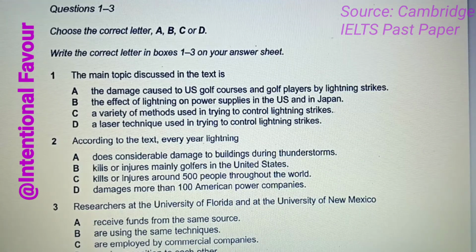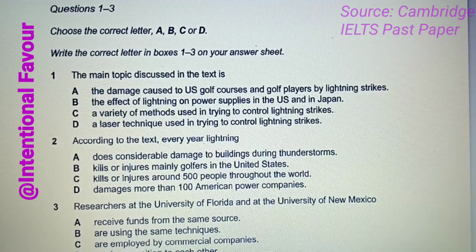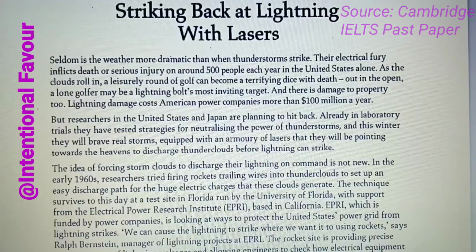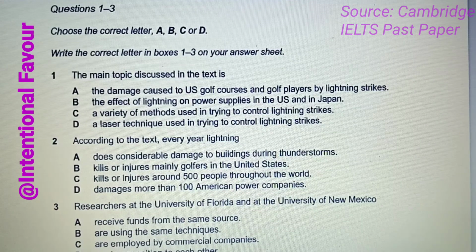So what is the main topic that was discussed here? And our heading is striking back at lightning with lasers. So you can see lightning is still there. To be honest with you guys, if I'm to choose from these options, look at the heading again, striking back at lightning with lasers. We have the option, the damage caused to golf courses and golf players, but I don't think it talks about the lasers, which is striking back. The effect of lightning on power supplies in the US, no. A variety of methods used in trying to control lightning strikes.